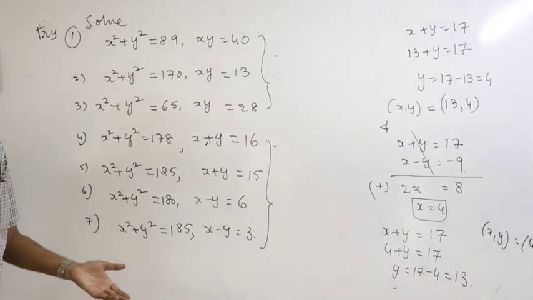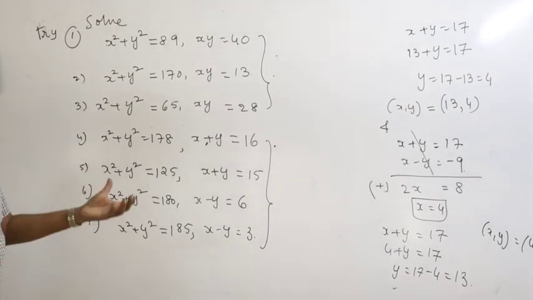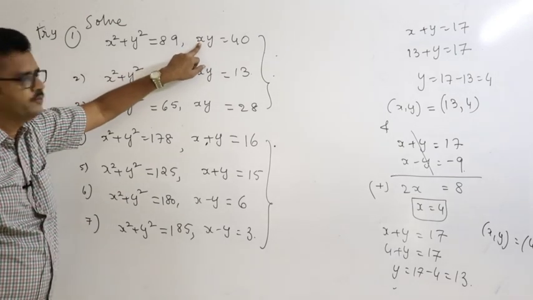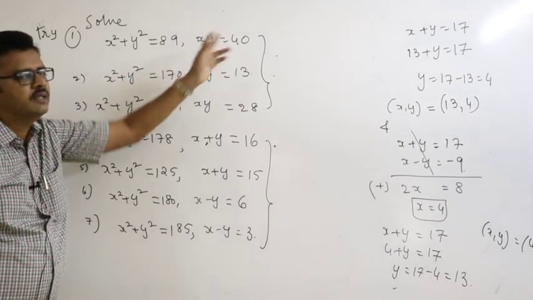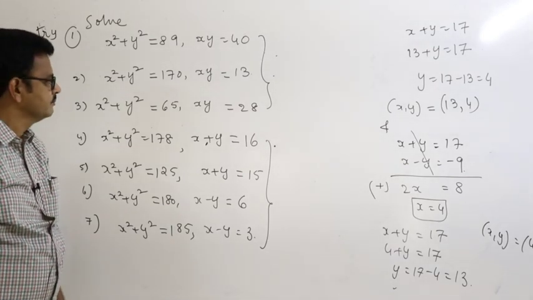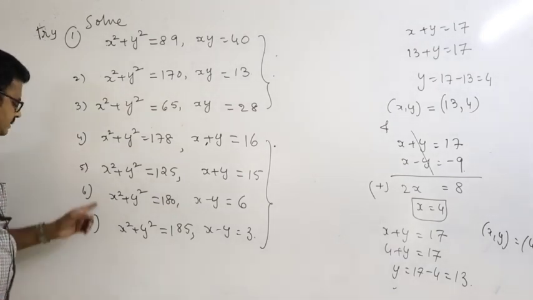Sir, what is the answer? You are asking. Just simple. After finding the x and y values, suppose your x value answer is 4, y value is 10, x into y is 40. You have to self check. So try these sums.